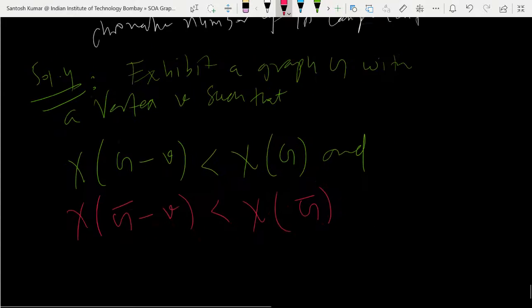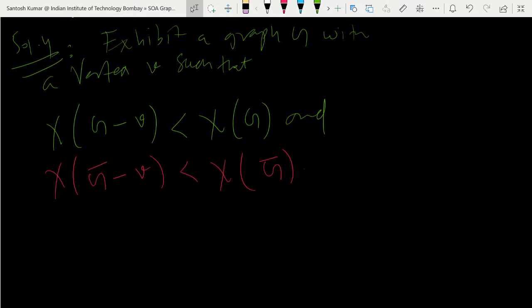So can you give me one such example? You try to draw one graph and find its complement, and again you see when you remove the vertex from the graph and its complement also. In both cases the chromatic number of the graph minus the vertex should be less than the chromatic number of the graph, and the chromatic number of the complement minus the vertex should be less than the chromatic number of G complement. So you try this. You can try many examples. The first time you see this problem, you will try many different examples, then you will get a correct one. So this needs a lot of thinking.